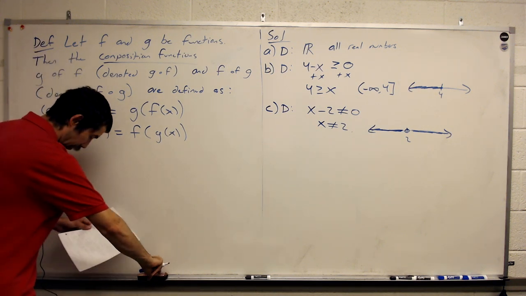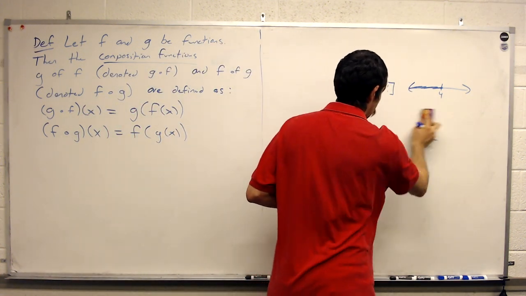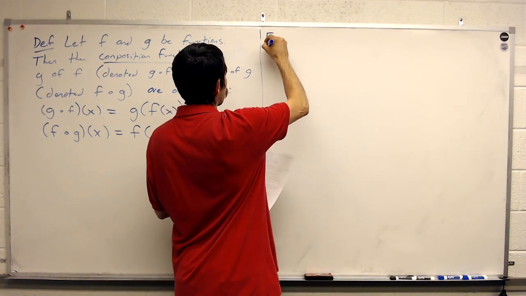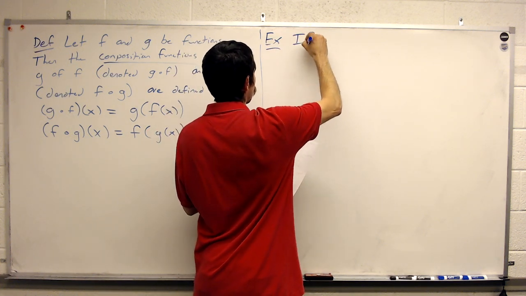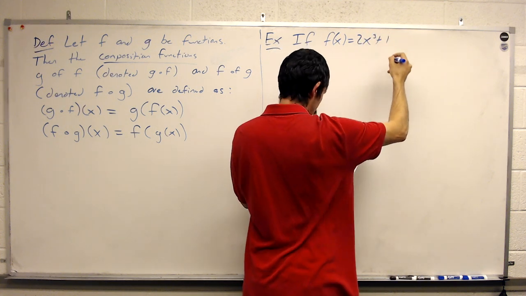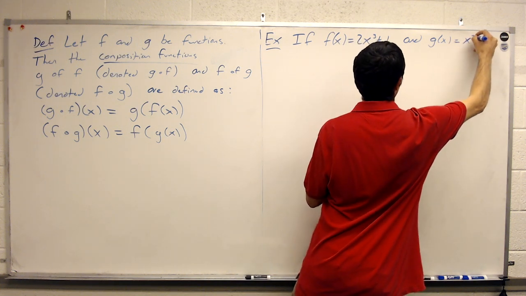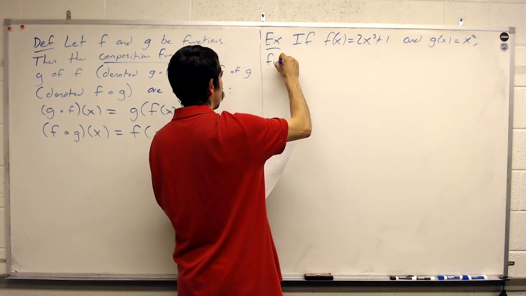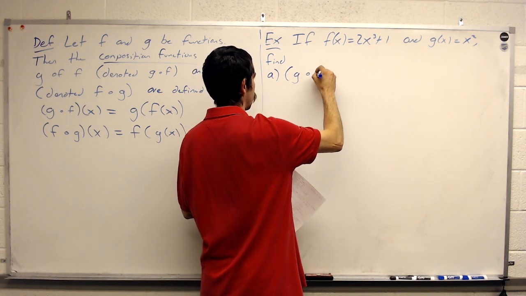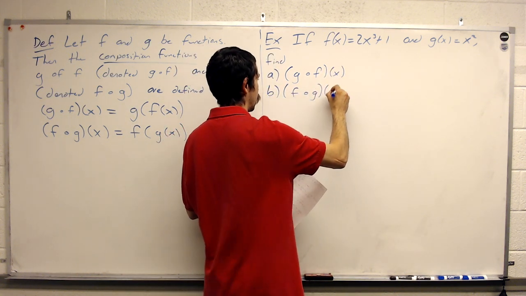Okay, so let's take a look at a few examples. All right, so if f of x is 2x to the third plus 1, and g of x equals x squared, we want to find g of f of x and f of g of x.